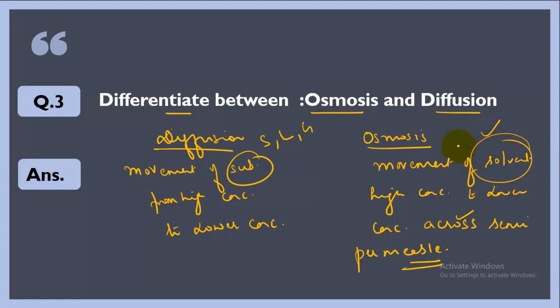So I think you got it. In diffusion, solid, liquid, gas, anything can diffuse. But in osmosis, only the solvent molecules move. They also move from higher concentration to lower concentration in diffusion, but there is no specific selective membrane present. To show osmosis, we have to use a semi-permeable membrane, a selective membrane that allows the selected movement through it.